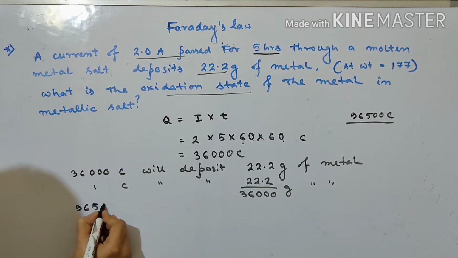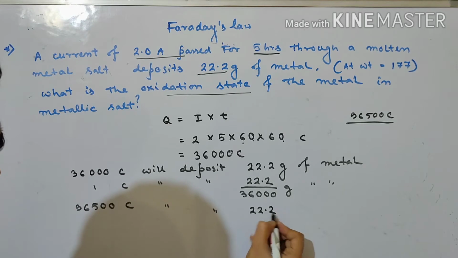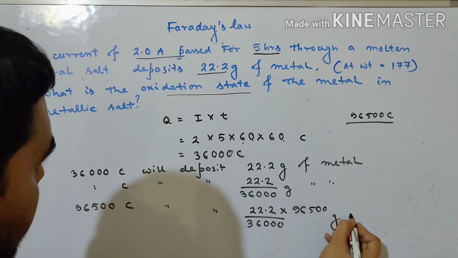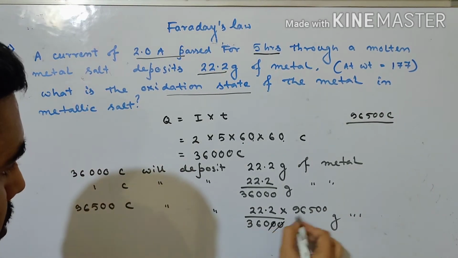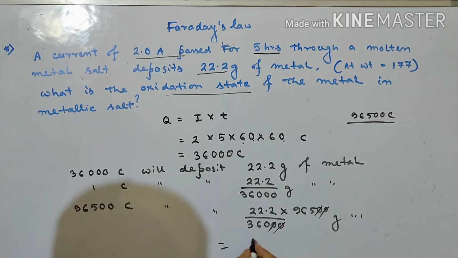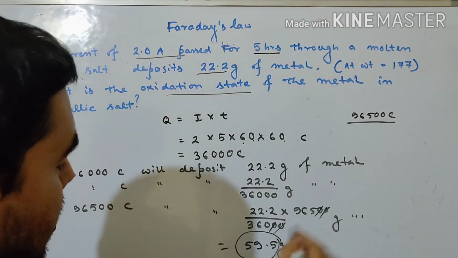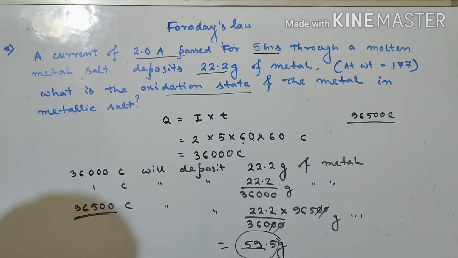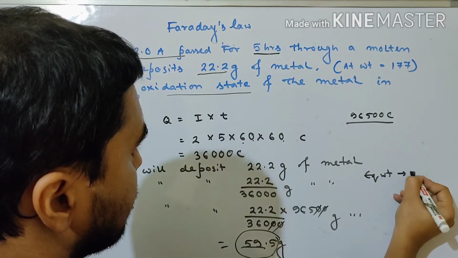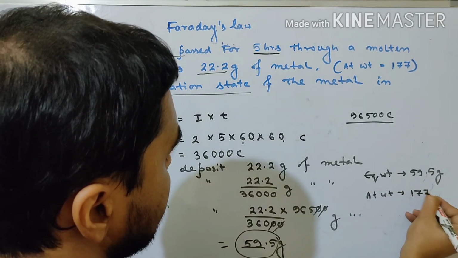And let us find out the equivalent weight. So for 96,500 coulomb, it will deposit 22.2 divided by 36,000 into 96,500 gram of metal. Calculate this much. If you calculate, you will be getting 59.5 gram. Remember, this can be treated as the equivalent weight. So the equivalent weight of metal is 59.5 gram. Atomic weight is already given, which is 177.